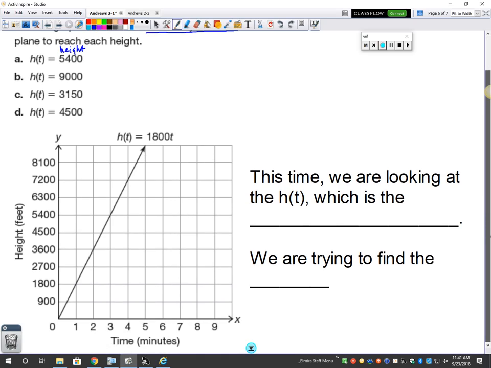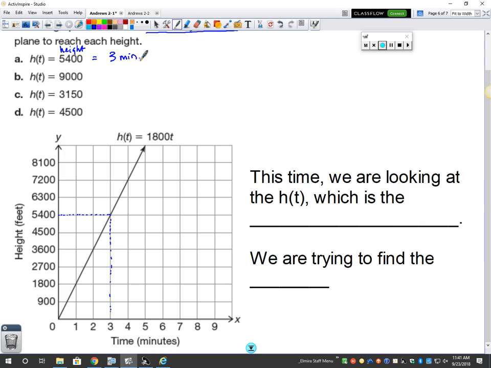So if I pull this down so we can see the whole graph, I would find that y value of 5,400, follow it across, and it seems to hit the graph right about here, and I will follow it down to the x-axis, and that is at 3 minutes.